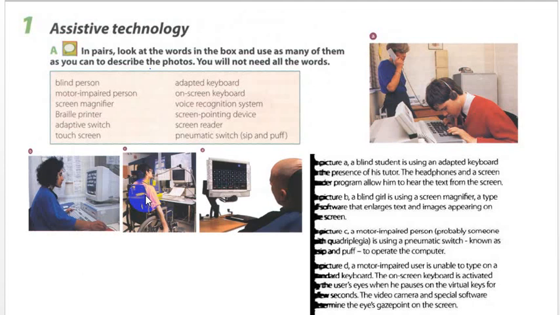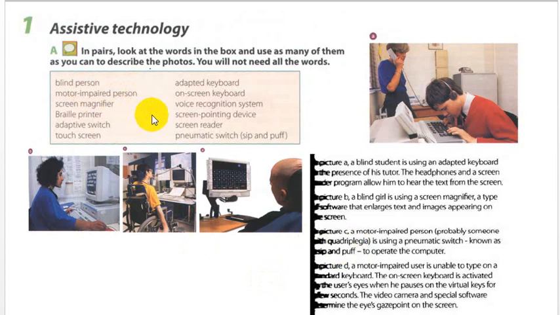Picture C. A motor impaired person, probably someone with quadriplegia, is using a pneumatic switch known as sip and puff to operate the computer. Quadriplegia is a person who has a motor impaired problem.